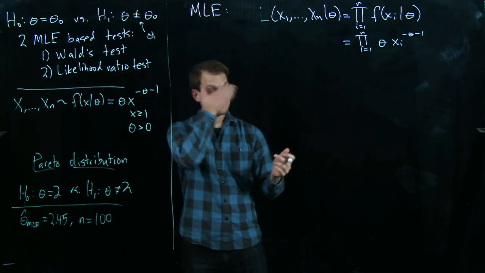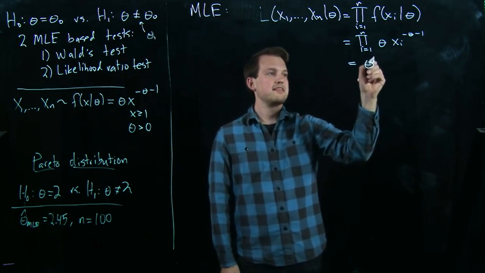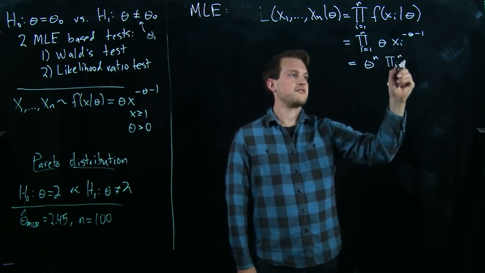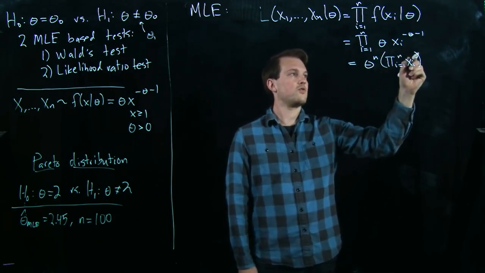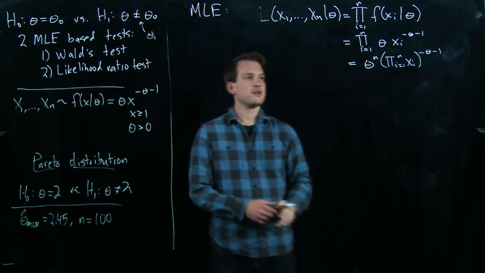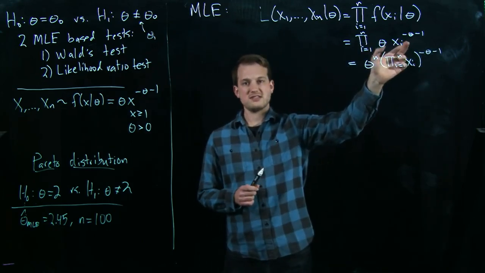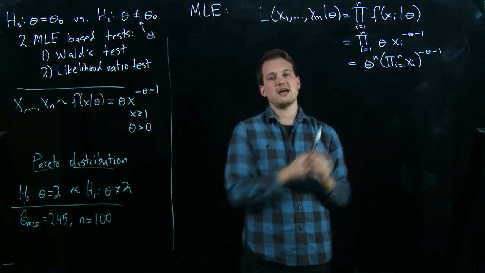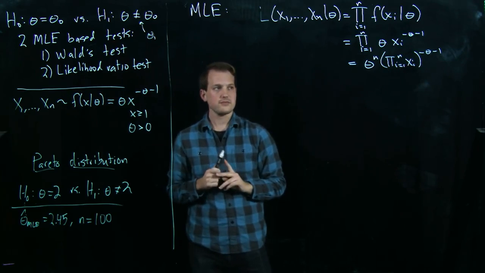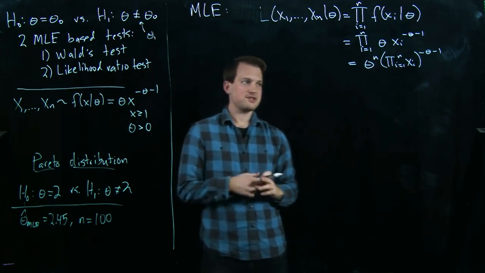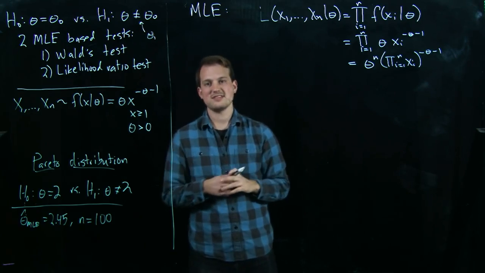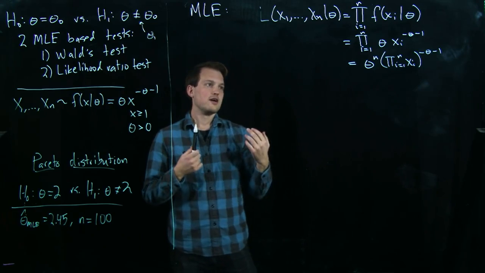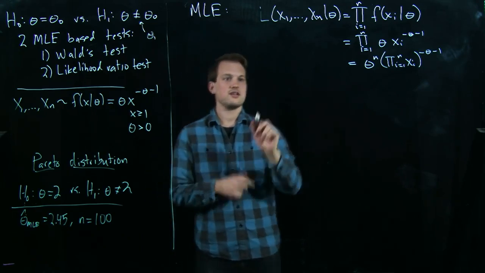And now if I multiply this out, I get theta to the n times the product of the xi's, all raised to the minus theta minus 1. Right, here I took this product, I multiplied all of these together, and since they all have the same exponent, you can of course move the exponent outside of the product. Okay, so we want to maximize this function, and normally what you do is you take derivatives and set it equal to 0. This is of course a hard function to take a derivative of, so what we normally do in situations like this is take a log, right?